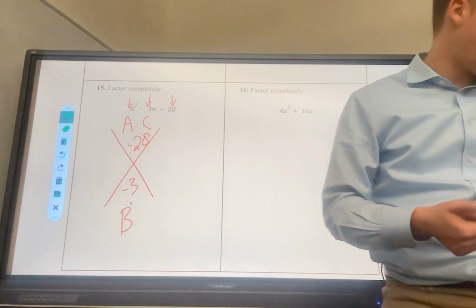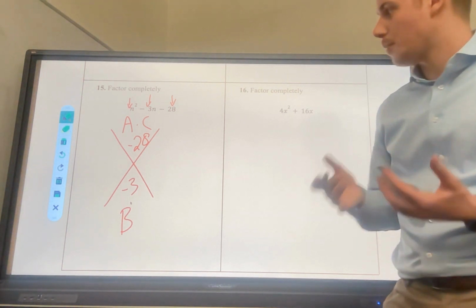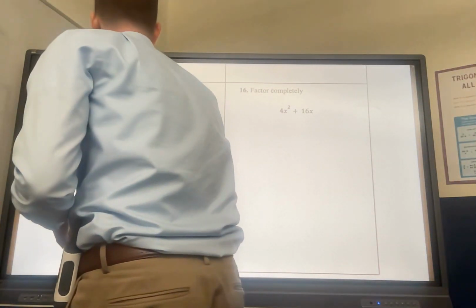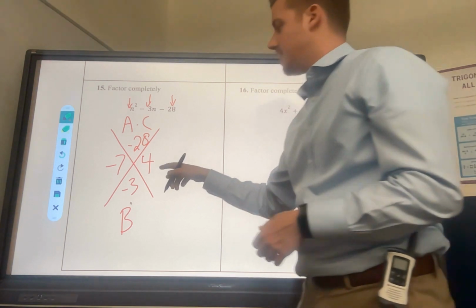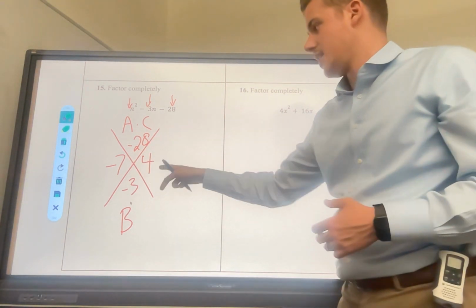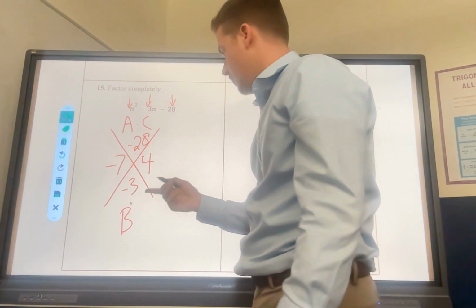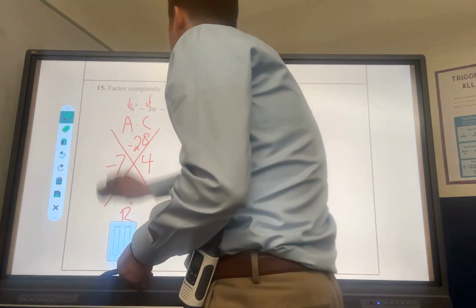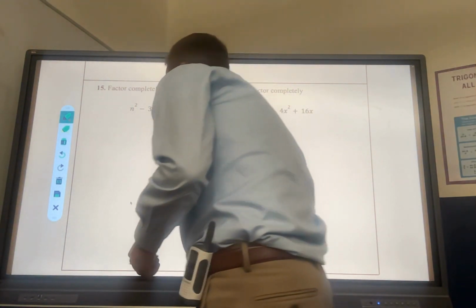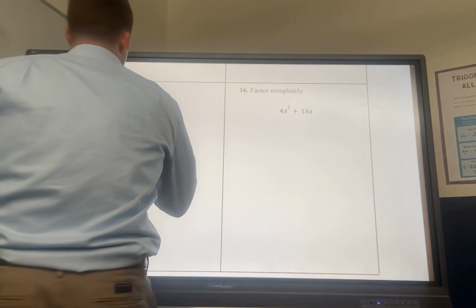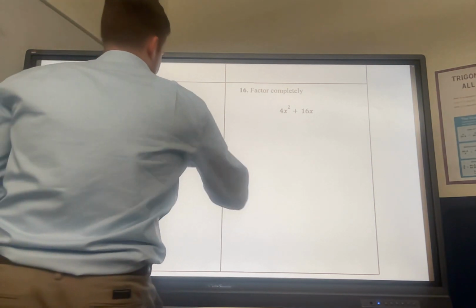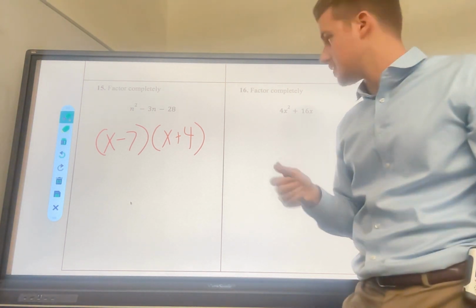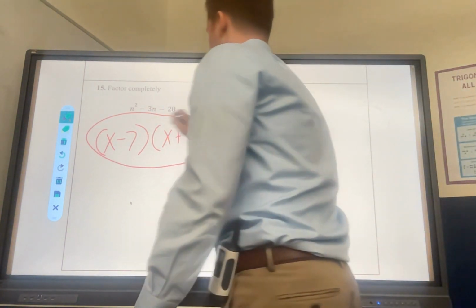So the two numbers that add to negative 3 and multiply to negative 28, well, in that case, it's going to be negative 7 and positive 4. So negative 7 times 4, that's negative 28. Negative 7 plus 4, that's negative 3. So there's our final answer. Let's go ahead and write it. x minus 7 times x plus 4. That's our final answer. We can leave that alone. That is our answer for 15.